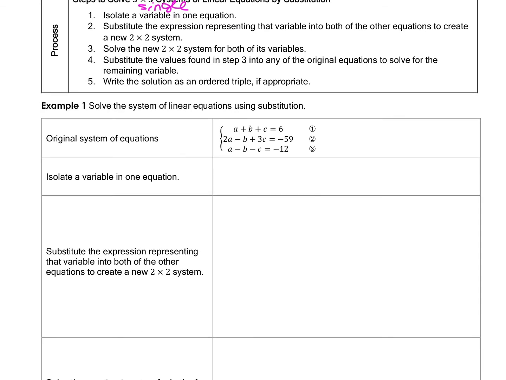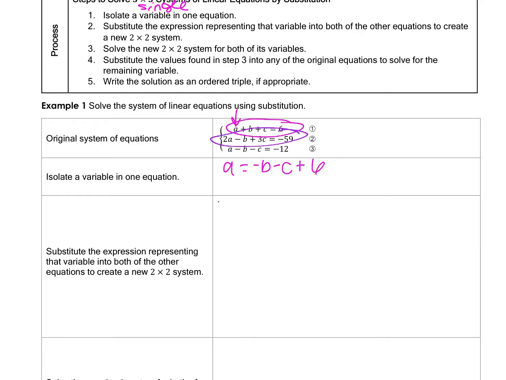I'm going to choose just this first equation. Let's just solve for a. That means I would need to subtract b and subtract c. So I should have a equals negative b minus c plus 6. All I did was isolate my a there. I subtracted the b and the c on both sides. Now we're going to take that and substitute it into that second equation.